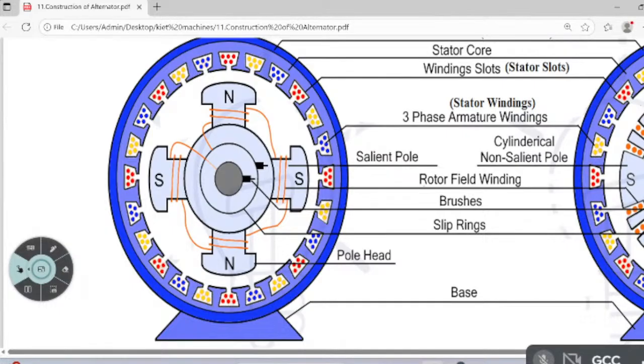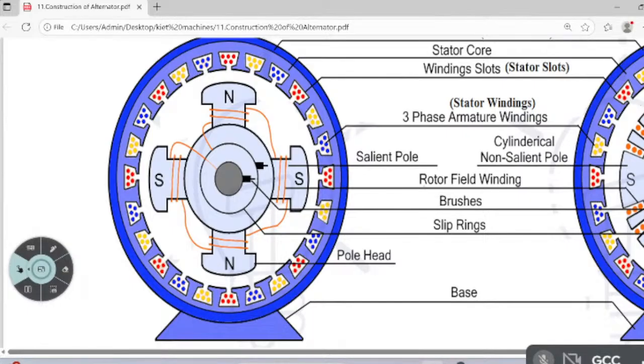Because of this, the conductors are three-phase, R, Y, B. They are electrically apart by 360 by 3, that is 120 degrees. So an AC EMF is generated. With respect to the alternator, this is the construction diagram. The only difference is that I am interchanging this.